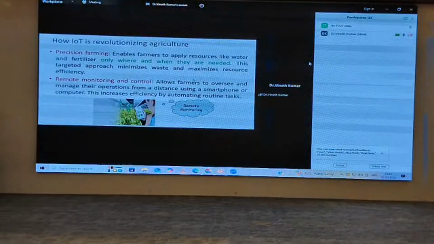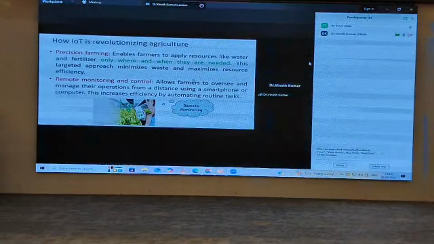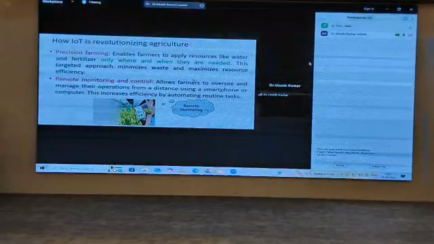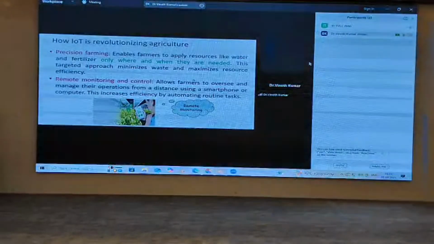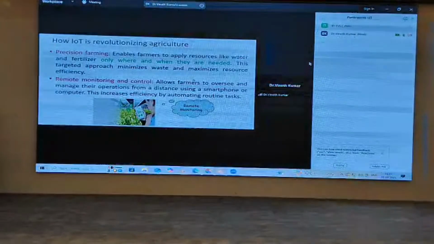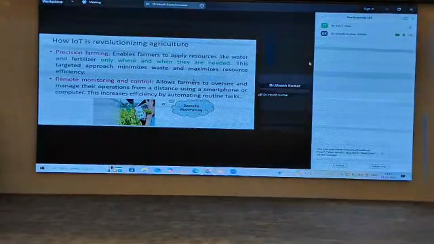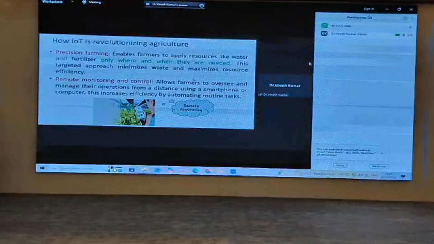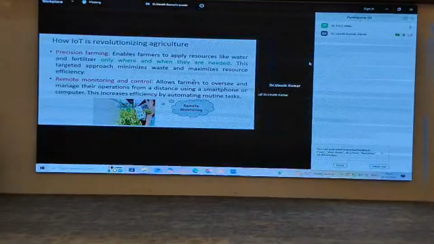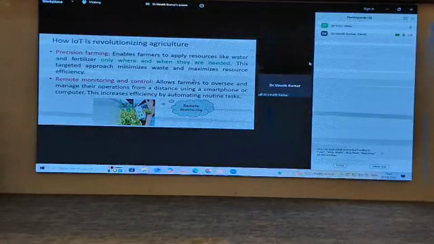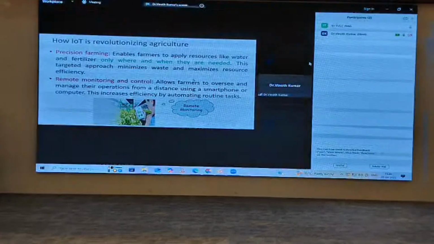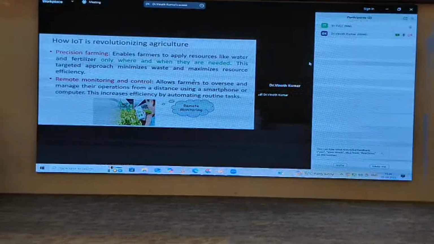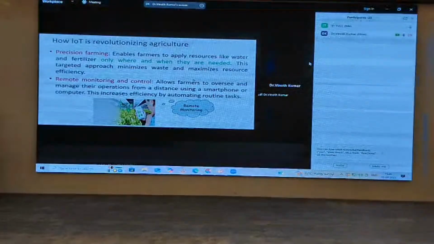How does IoT revolutionize agriculture? The first one is precision farming. That is the good thing in IoT. What is precision farming? Based on the climatic condition and environmental need, we take decisions, for example, applying resources like water and fertilizer. We can give the fertilizer at the right time and the right place. So it minimizes waste and maximizes resource efficiency.